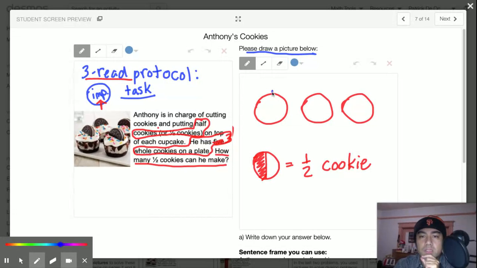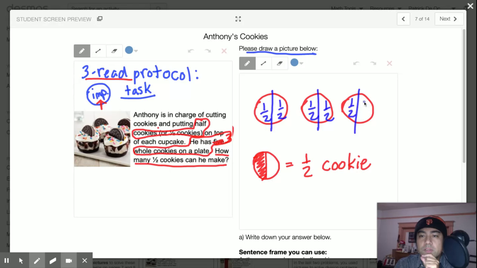I'm going to cut this cookie in half. Here's a half cookie. Here's a half cookie. Here's also another half cookie and another half cookie and another half cookie and another half cookie. Okay. Go back to the question now. How many half cookies can he make? Well, here's 1 half cookie. Here's 2 half cookies, 3 half cookies, 4 half cookies, 5 half cookies, 6 half cookies.